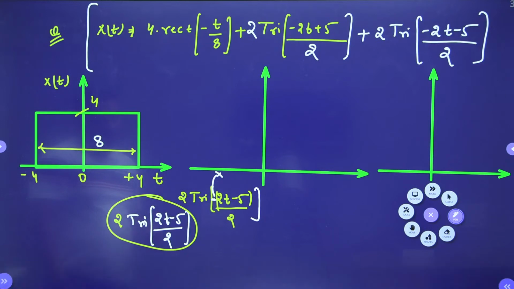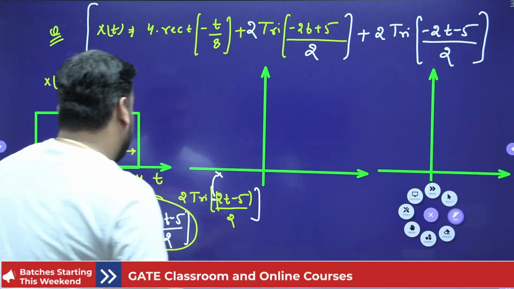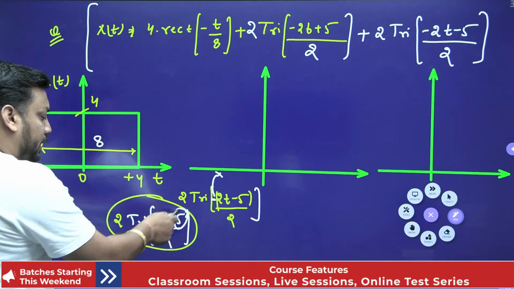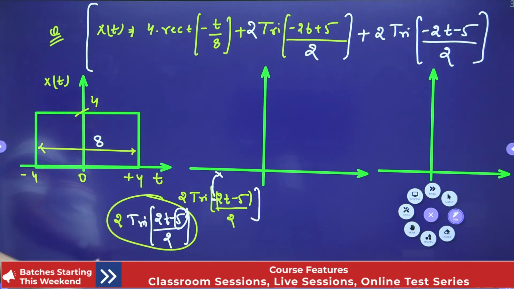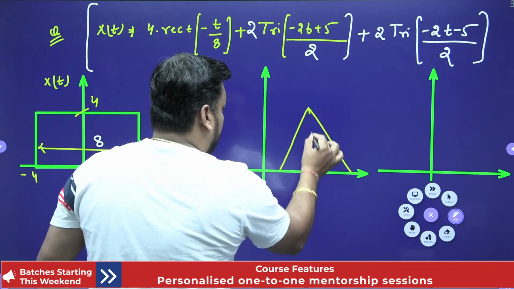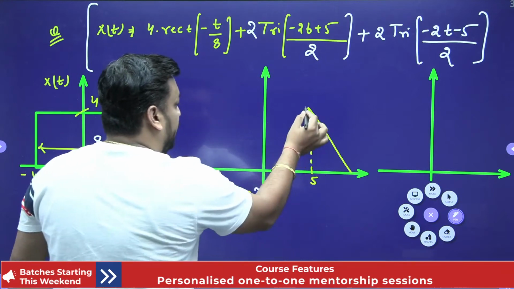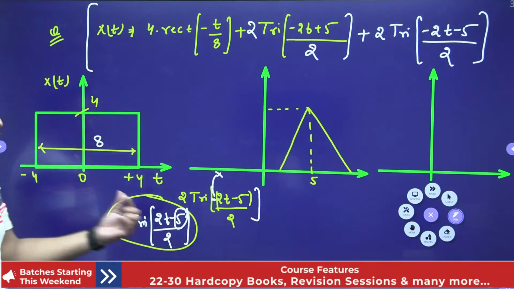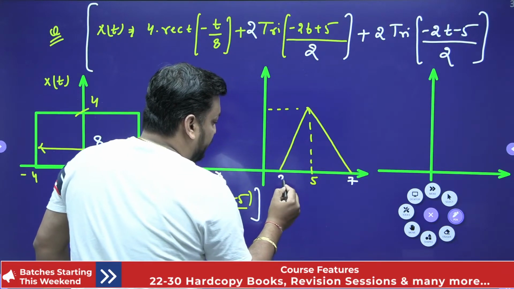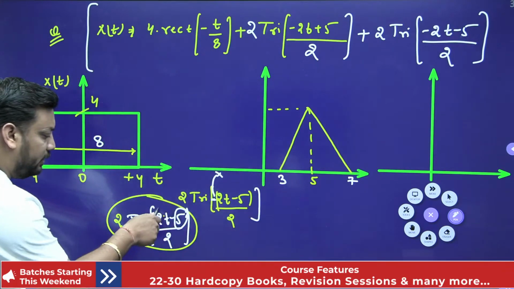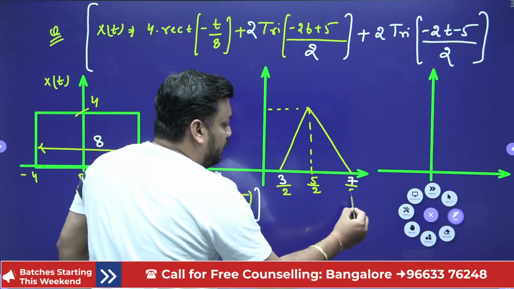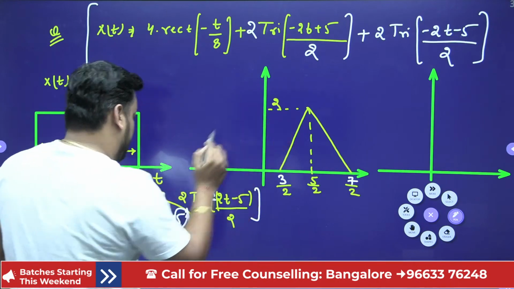Now ultimately we should check: there is a triangular signal, and then we have to shift by 5, and I will do scaling also. If I shift the triangular signal by 5, the midpoint is 5. Do you agree? And the toe value is 2. It means 5 plus 2 is 7, and this is 3. And we are still left with the scaling of 2, so we have to divide by 2. And the magnitude is nothing but 2 only, because here it is 2.